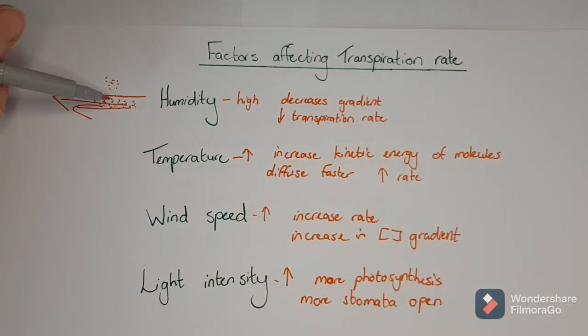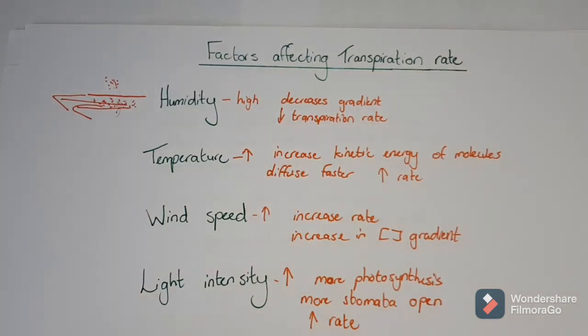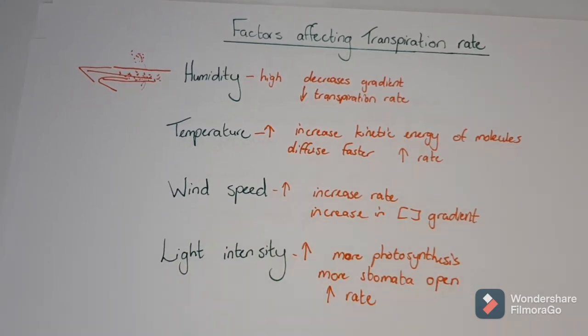And if there's more stomata open, there are more gaps for diffusion out, which means I increase my transpiration rate. Okay, so those are just different factors of how transpiration can change. But now remember, a plant doesn't necessarily always want to lose water, because if it's losing water all the time and there's not a lot of water available, like during drought or in desert areas, then it doesn't want to be losing water. It wants to conserve water.